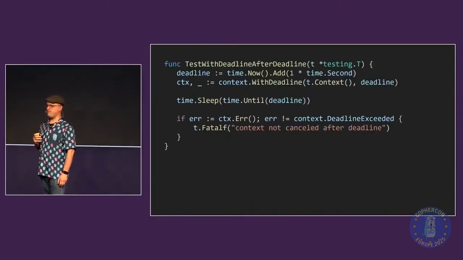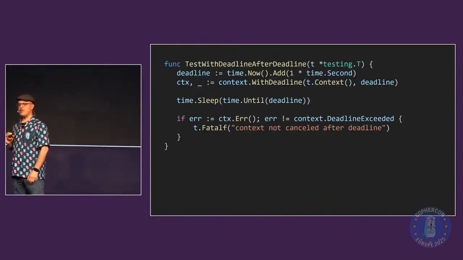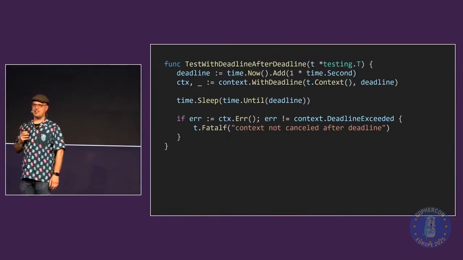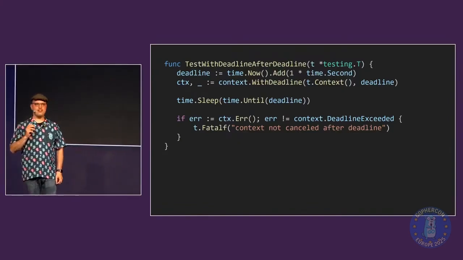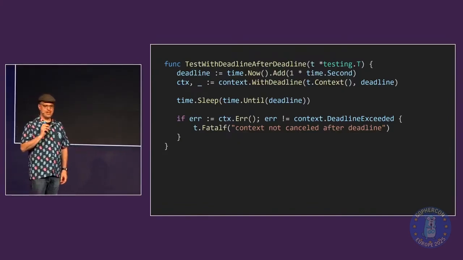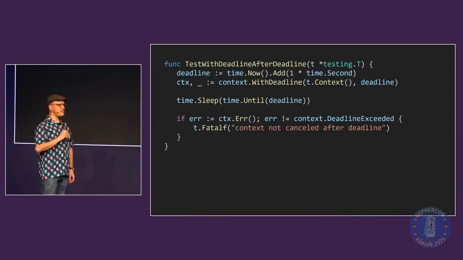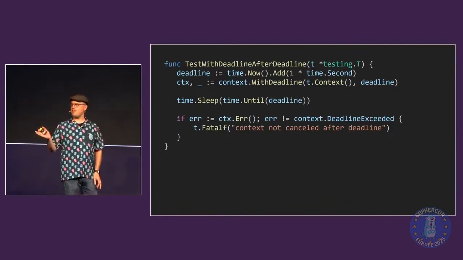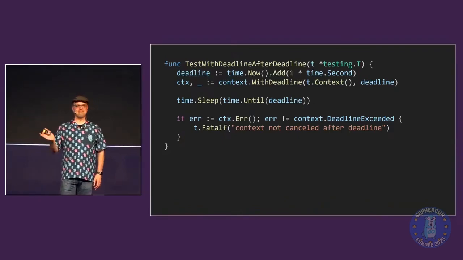So let's write a test. To keep the amount of code on these slides marginally less overwhelming, we'll just test the second of these cases. After the deadline expires, the context is canceled. This looks like a great test, right? Raise your hand if you see a problem. A couple of you are paying attention.